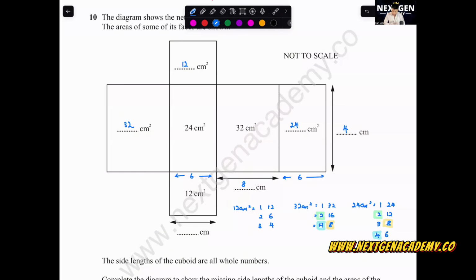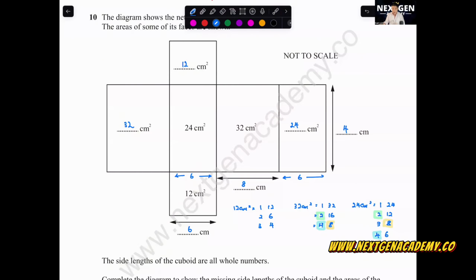Does it fit? 8 times 4 is 32. 6 times 4 is 24. Can here be 6 or not? Because this part and this part will be equal. Can it be 6? 6 and 2. They never asked us to fit here, but it's possible, 6 and 2. So this one can be 6.